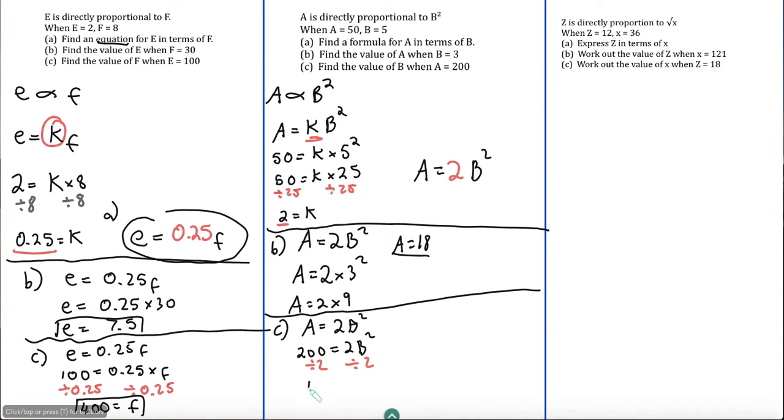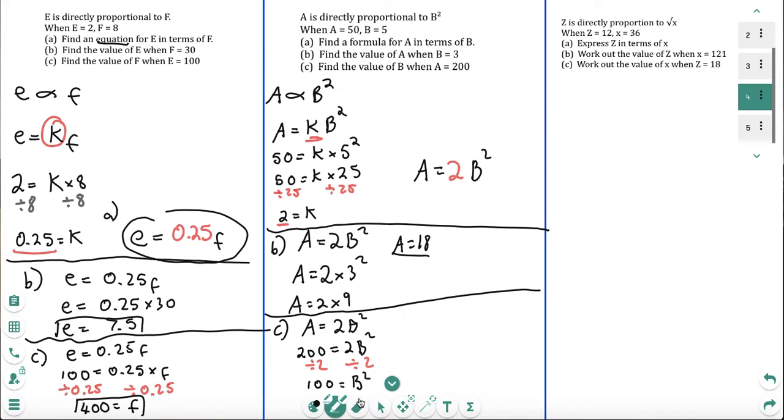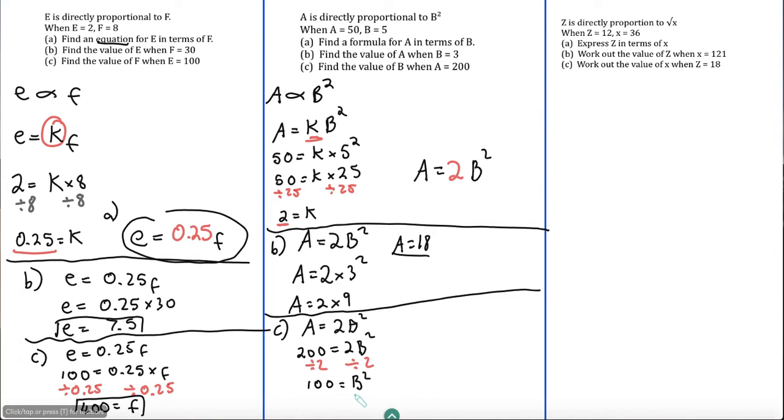200 divided by 2 is 100. 2 and divide by 2 cancel out. We're left with b squared. B is being squared. How do I get rid of squared? I square root. 100 square root is 10. The square and square root cancel out. We're left with b. And that's our answer. Last one.